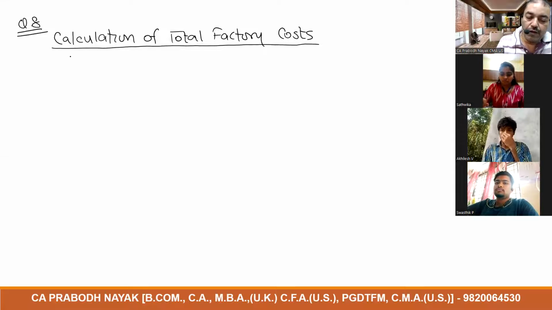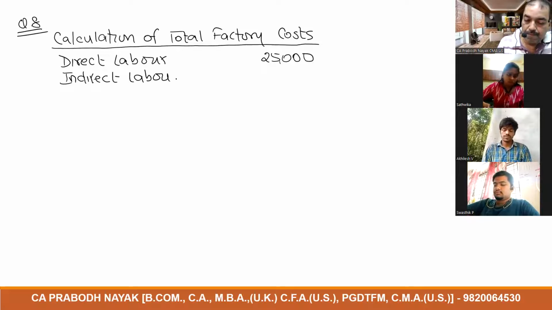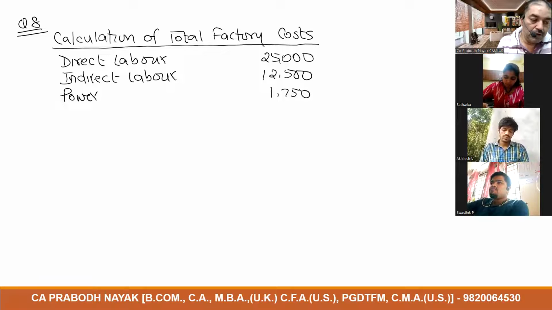All the budgeted costs, you take the total budgeted cost. Direct labor, you have to show the working. 25,000. Indirect labor 12,500. Power 1,750. Depreciation 22,500.